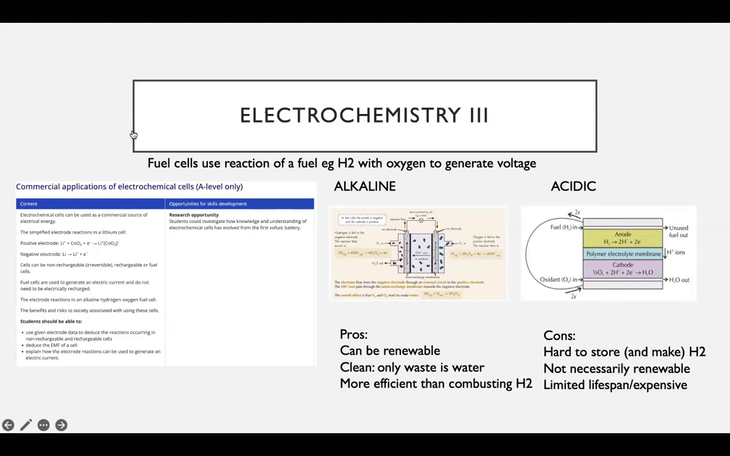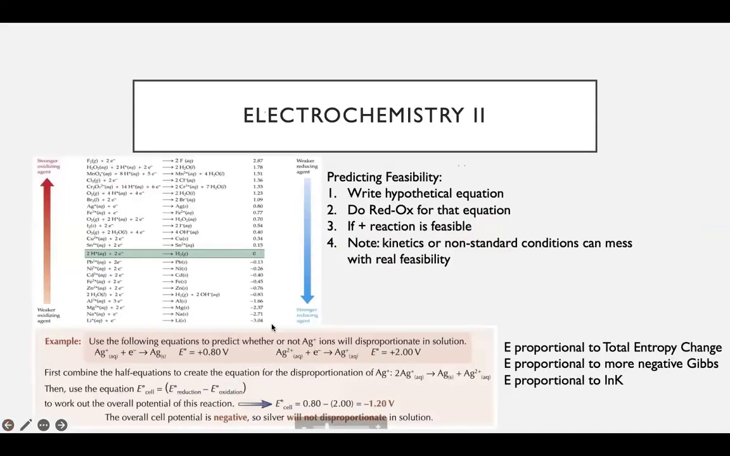I'm answering questions now, by the way, just to clarify. In terms of standard electrode potentials, the more negative one is going to be the oxidation one. So in the zinc copper reaction we saw earlier, the more positive copper one is going to be reduction, Cu2+ to Cu. The more negative zinc one is going to be zinc to Zn2+.